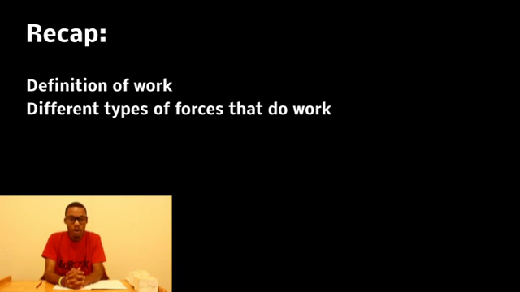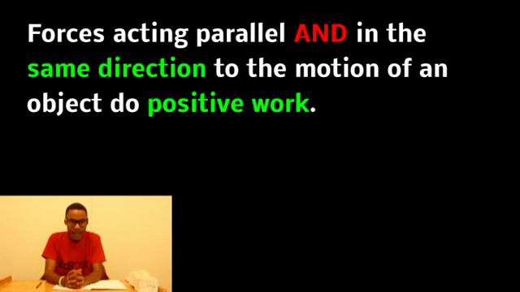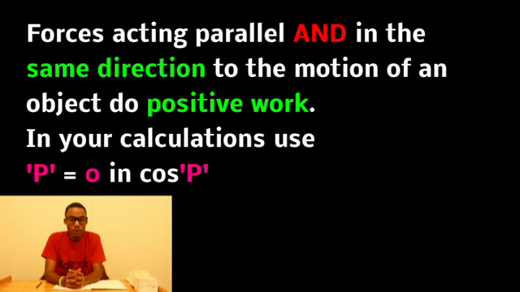We defined work, and then we talked about the different types of forces that do work. We spoke about forces that are parallel and in the same direction as the displacement, or rather motion, however you put it, of the object. And we also mentioned that we use cos of 0 for those forces that are parallel and in the same direction as the displacement of the object. We also defined that these forces do positive work on that object.